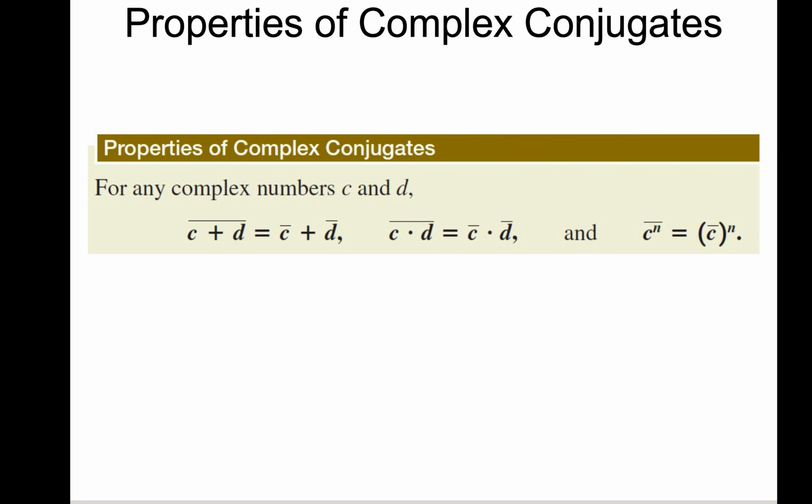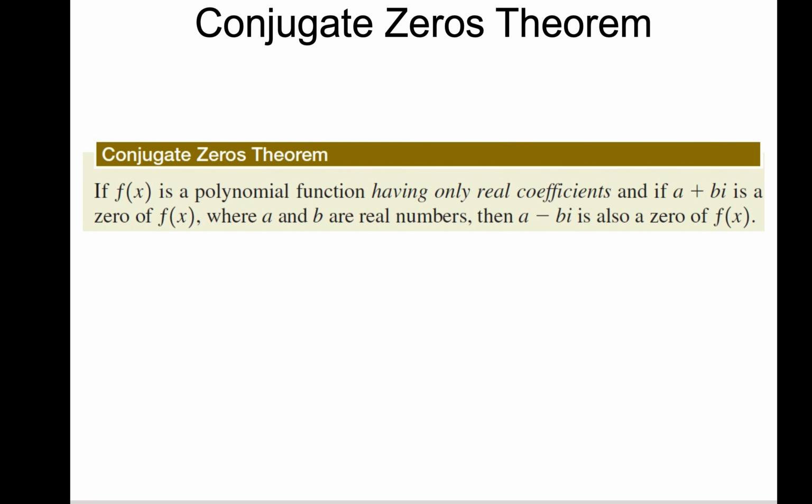The conjugate theorem looks really complex, but it's really not, okay? What the conjugate theorem says is if I have positive 2i, you have to also have negative 2i because they come in plus or minus. Also, if I have 1 plus i, then 1 minus i has to also be a root. So they come in pairs.